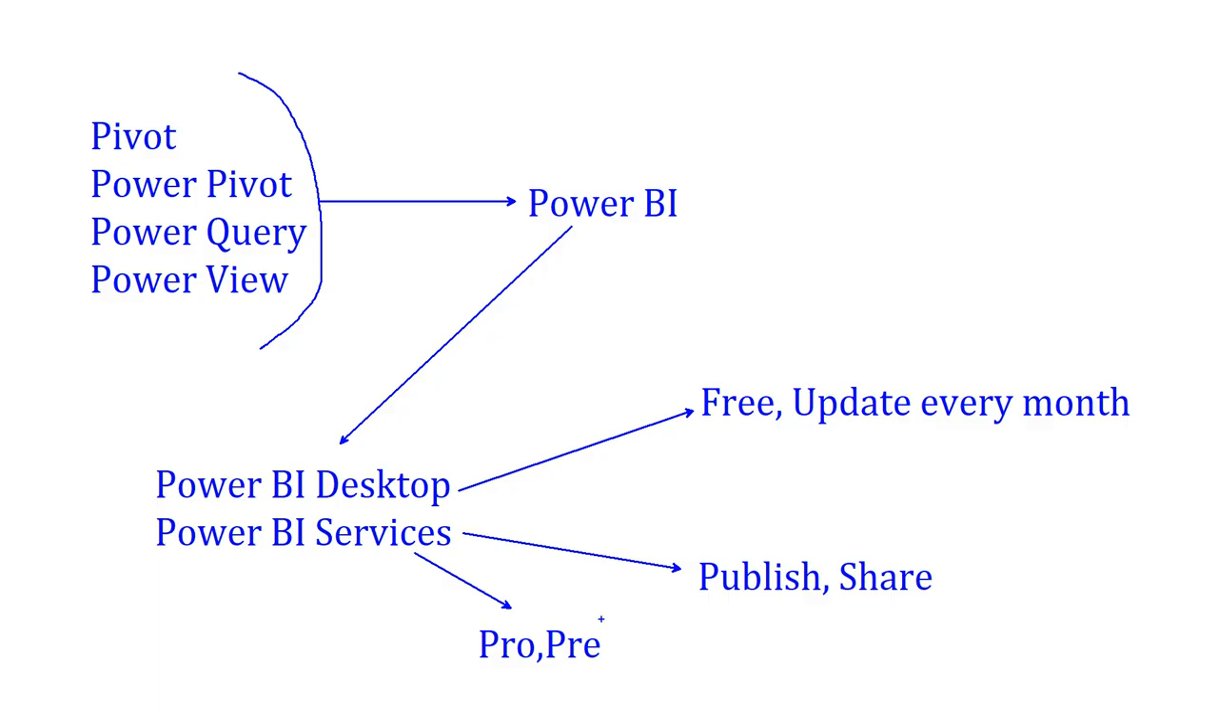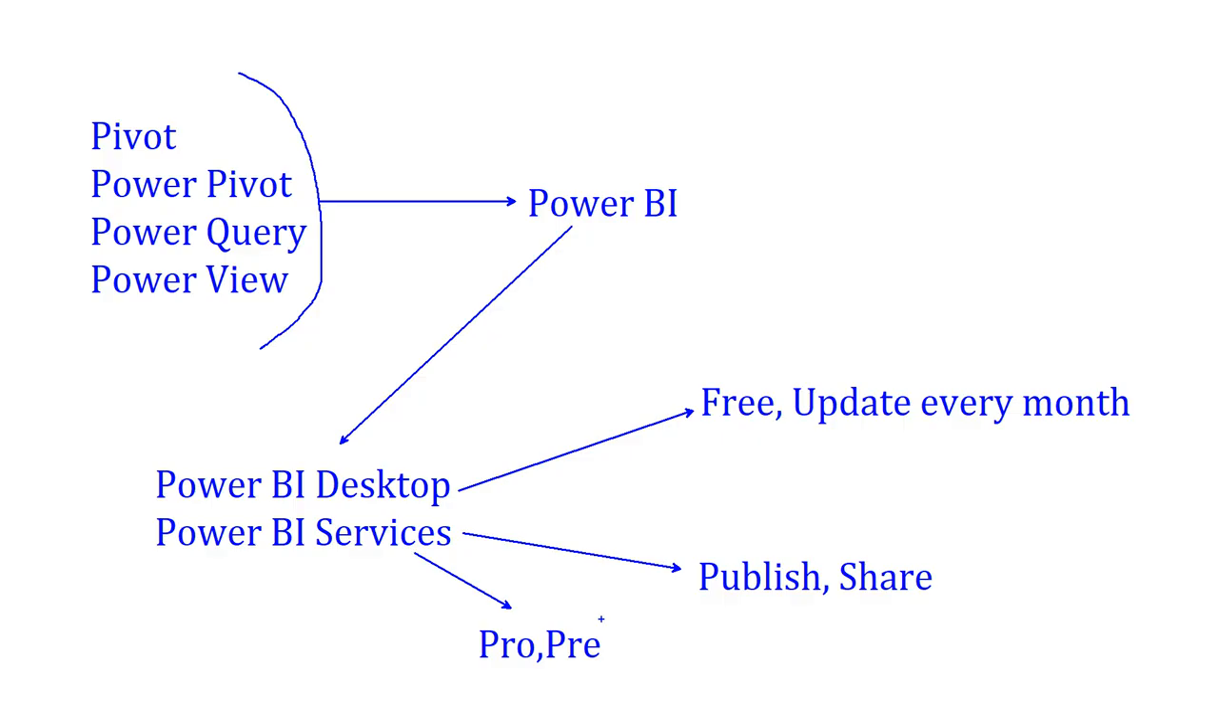So there are two types: Power BI Desktop and Power BI services. Power BI Desktop is where we are going to create a report. We are going to create a dashboard. All the things, creating a report, creating the dashboard, everything will be done in Desktop. After that, to publish it and share it, we have to come to Power BI services.